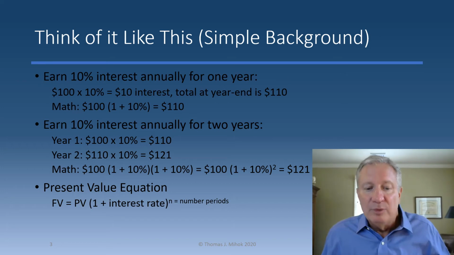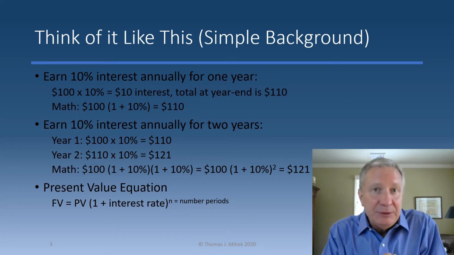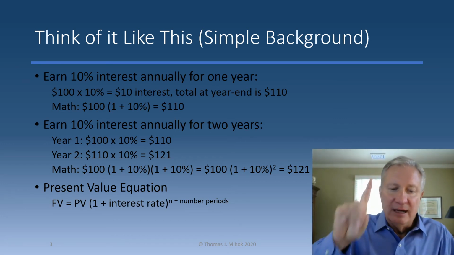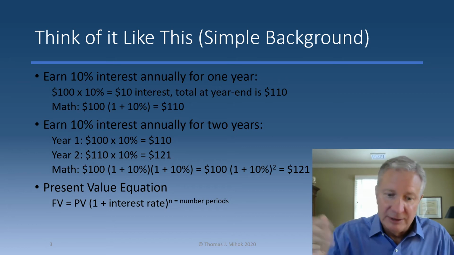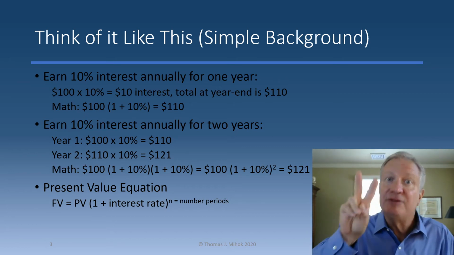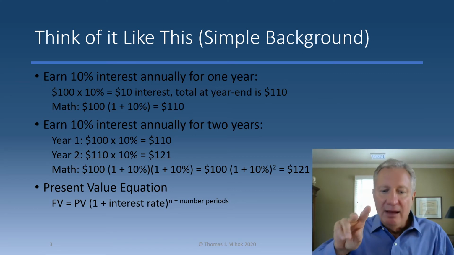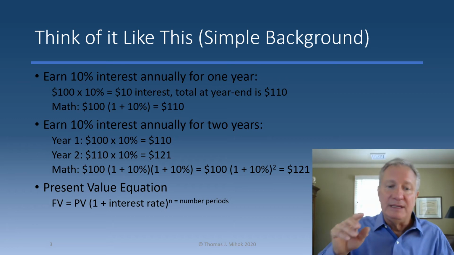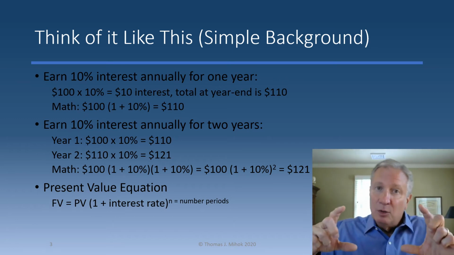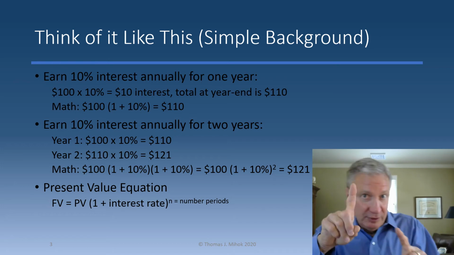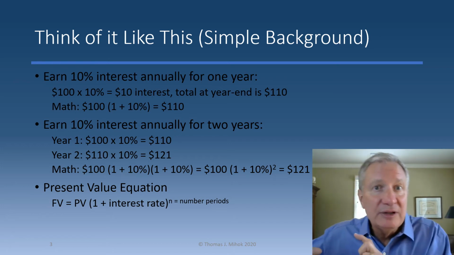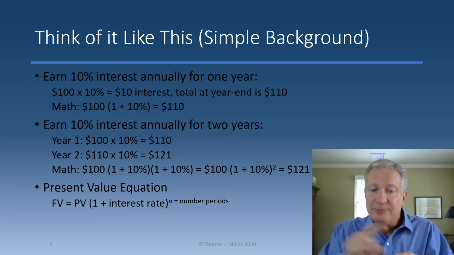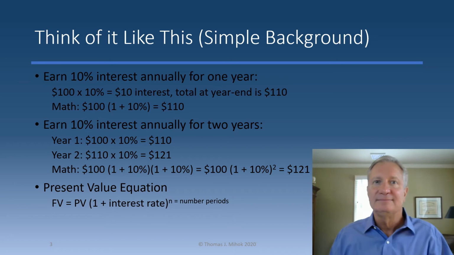So what if you earned 10% interest annually, but for 2 years this time? In the first year, we just did it, right? $100 times 10%, $110 at the end of the year. Take your 110 times 10% for the second year, and you now have 121, right? And the math for that would be $100 times the quantity 1 plus the interest rate, that's for the first year, times the quantity 1 plus the interest rate, that's for the second year. That equals your original $100 times 1 plus the interest rate squared.